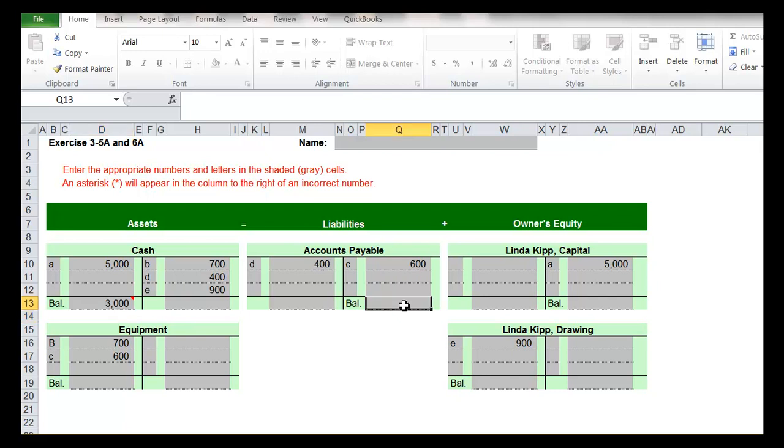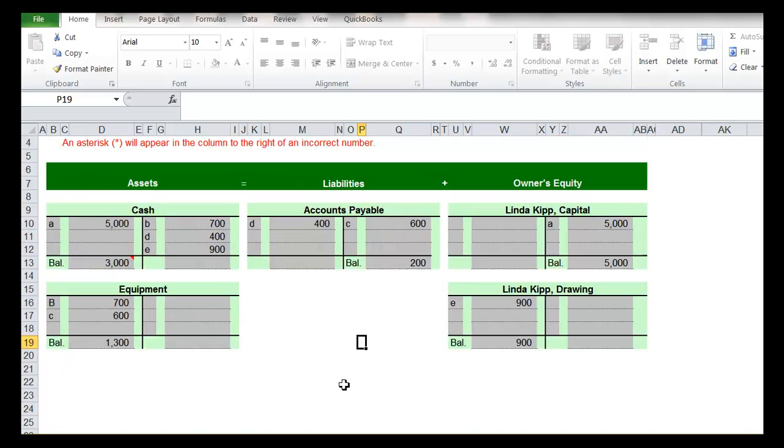Okay, these aren't quite as hard. 600 minus 400 is 200. 5,000, that's all there is. 900, that's all there is. Add these two up. Okay, so I have 1,300. All right, so that's footing and balancing my accounts after I put in all of my transactions. Okay, now you can also go a step further and make sure everything balances, but we kind of did that as it went. We made sure for every transaction a debit equaled a credit.